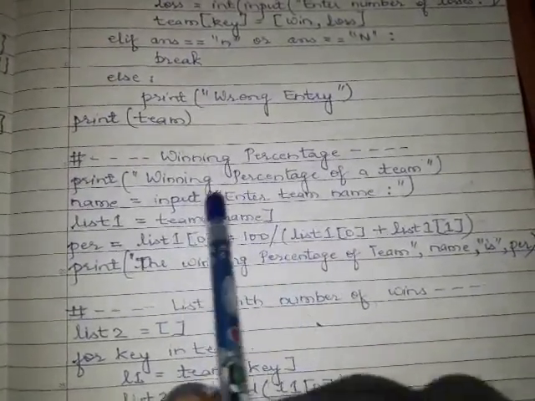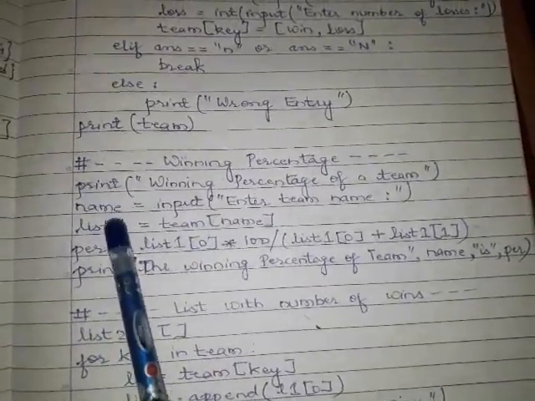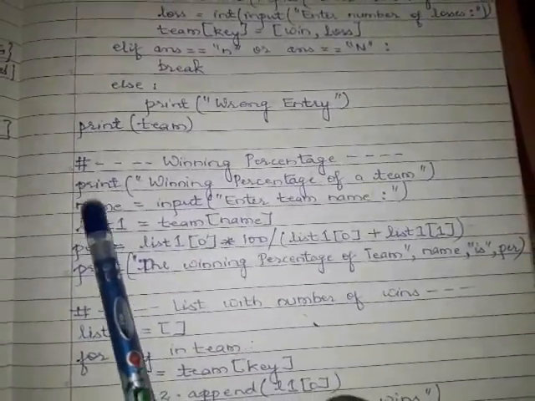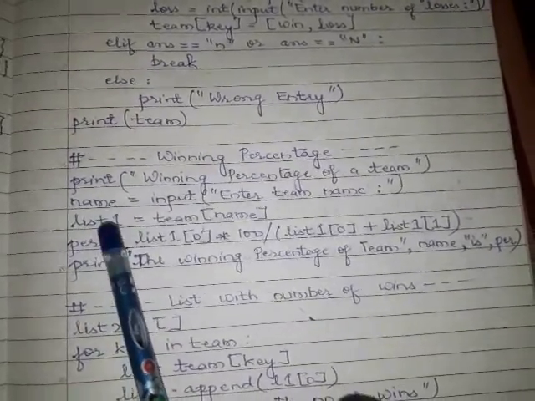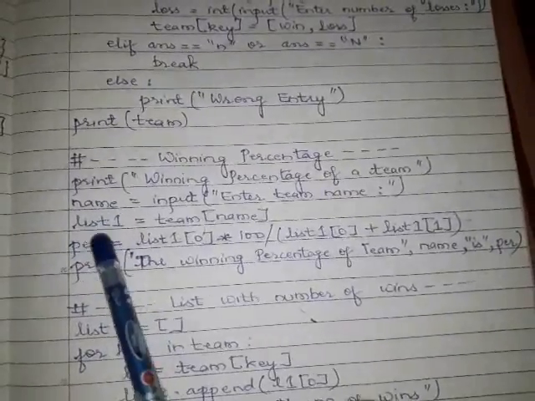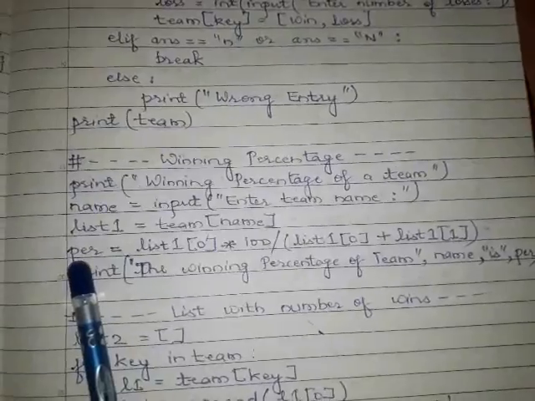The value of that particular team is in the form of a list, so this will store the list, and the list contains only two values. Those two values have index 0 and 1. So index 0 is win, index 1 is loss. We will use index 0 and 1 in our calculation. Let us look. We will first calculate the percentage.